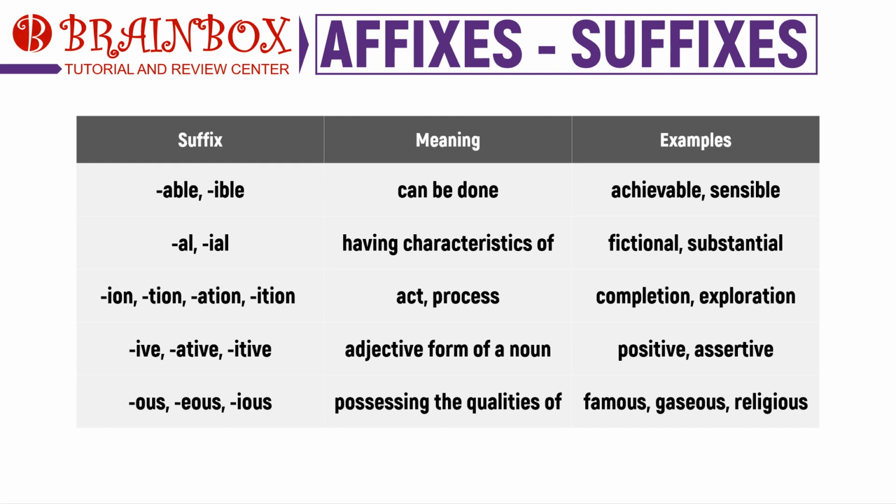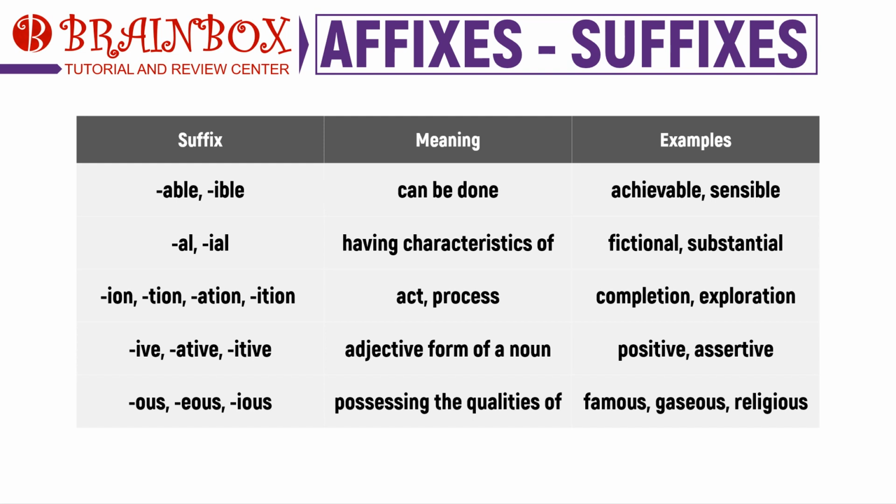Next, we have the suffixes -al and -il. Both are used as suffixes to create adjectives that describe characteristics, qualities, or associations related to the nouns they modify. Both suffixes often convey a sense of relating to or being associated with the base word. For example, fictional and substantial.